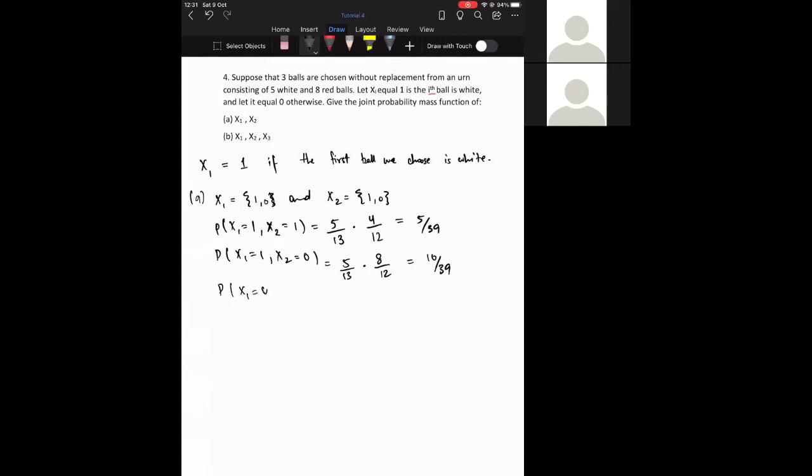Now we let x1 equal 0 and x2 equal 0. So both the balls are not white. We get 8 over 13 times 7 over 12, which is equal to 14 over 39.